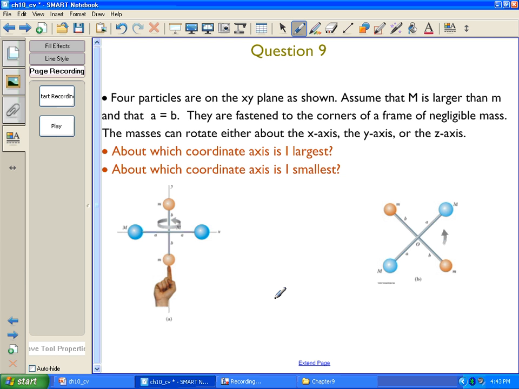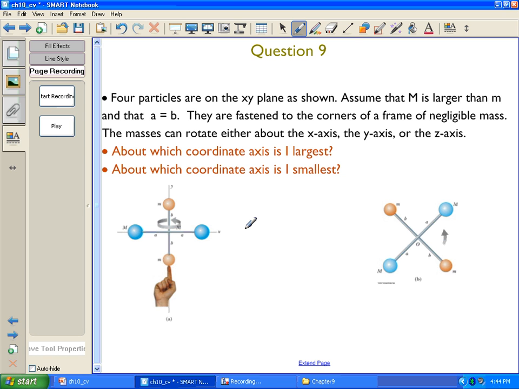Assume that the particles labeled with capital M have a larger mass than the particles that are labeled with the small m. But consider the distances of the masses A and B to be equal. So in other words, the distance A equals the distance B. Now these 4 particles or point masses are fastened to the corners of a frame, and of course that would be the frame here and the frame here, but the frame has negligible mass. So all that the frame is doing for us is anchoring the masses at the fixed positions A or B.